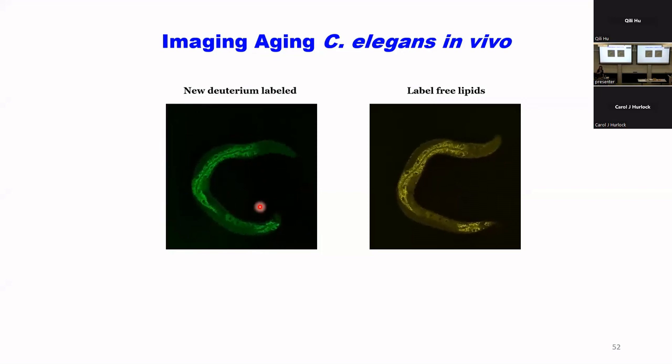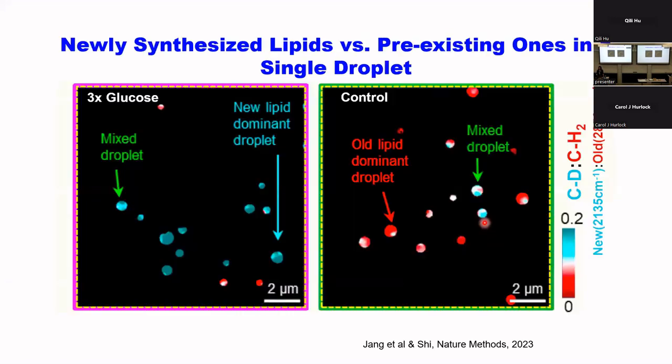It's like a video recording period. In a period of time, you can see where the newly synthesized lipids deposit, in the head or in the tail. So that can be clearly shown at subcellular resolution with this technology. Even in single lipid droplets, you can distinguish the newly synthesized lipid domain and compare it with those older lipids.